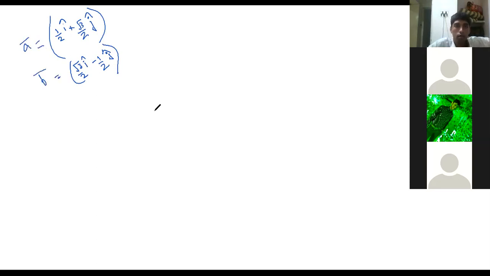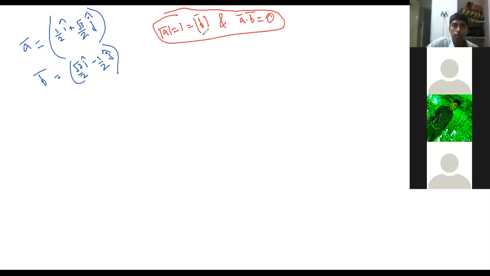Yes, sir. So now one thing which we are telling is mod of A is equal to 1. And we are also telling mod of B is equal to 1. And we are telling A dot B is equal to 0. Is this visible to everyone? Is this clearly visible to everyone? Yes, sir.